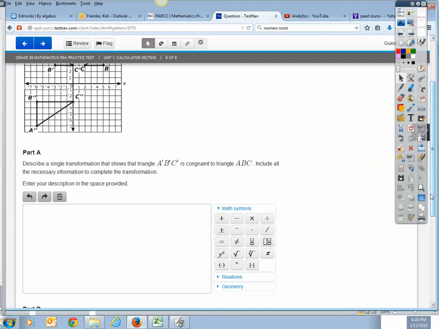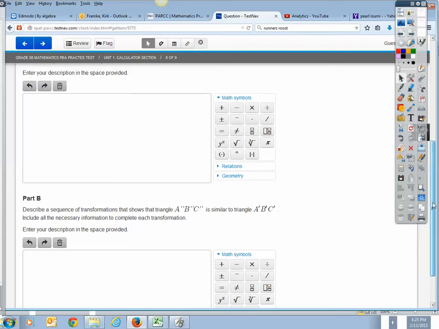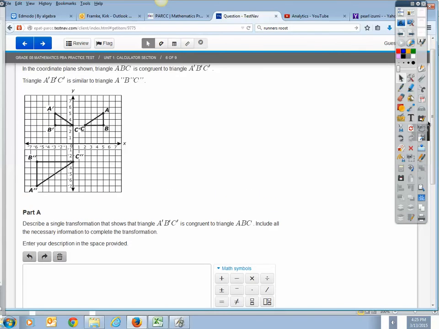But, oh, I do. Part B. Describe a sequence of transformations. A sequence, so that's more than one, of transformations that shows that triangle A prime, B prime, C prime is similar to A double prime, B double prime, C double prime. So we're going from the single primes to the double primes. So let's go back up to my drawing. And so we are going from this triangle to this triangle. We're done with the original.